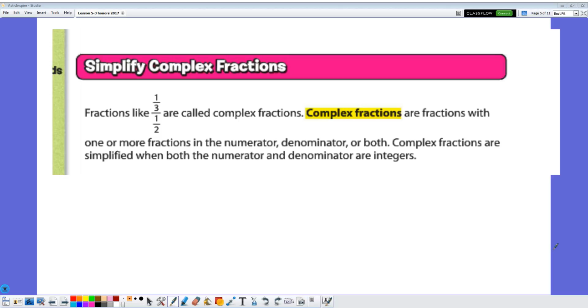So today we are dealing with complex fractions. A complex fraction just has one or more fractions in the numerator, denominator, or both. So basically, here's your example right here. 1/3 divided by 1/2 is a complex fraction. So really, if you're dividing a fraction by a fraction, it's called a complex fraction.